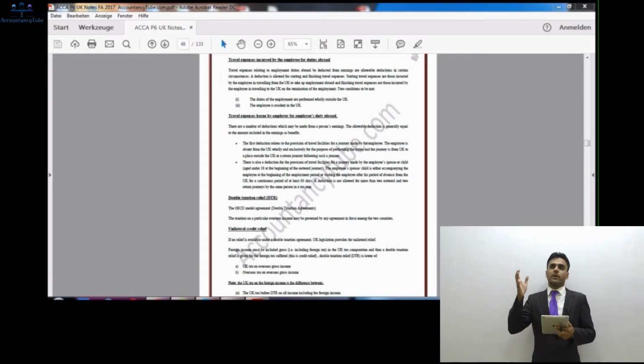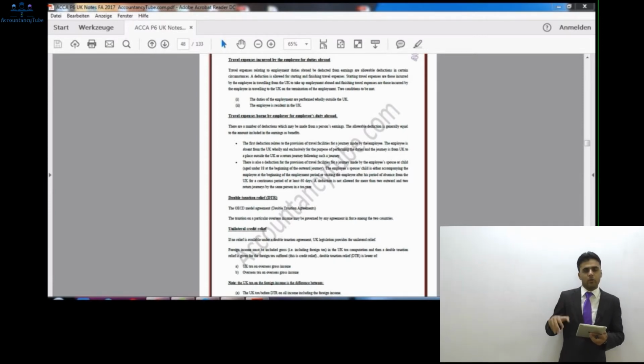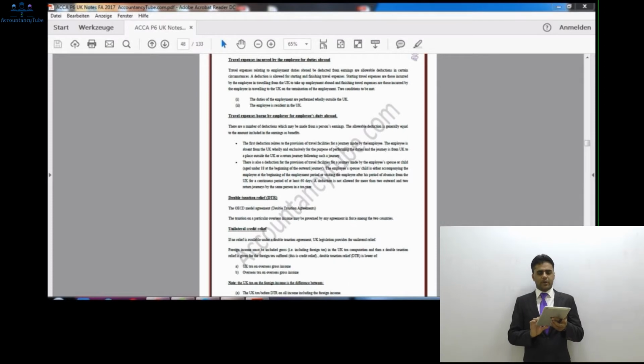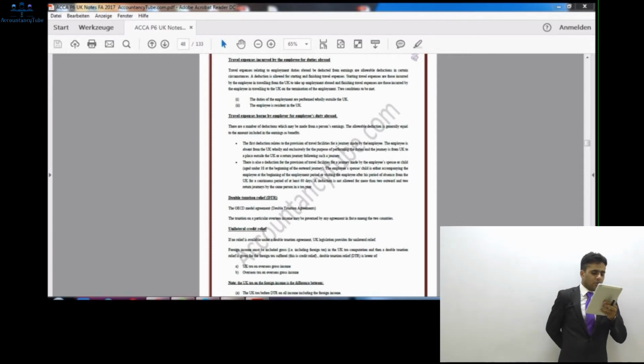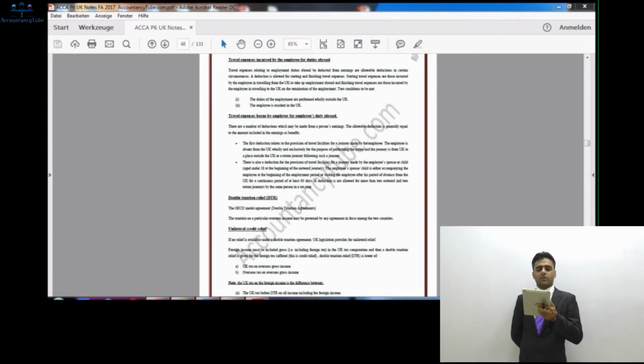Say for example, if you have paid 40% overseas and you have paid 20% in the UK, then it will be the lower of these two. All right? Right then, if you come up to your notes, it says double taxation relief. The OECD, Organisation for Economic Cooperation and Development, model agreement, which is the double taxation agreement I was referring to again and again: if there is an agreement between two countries, then relief will automatically be available.